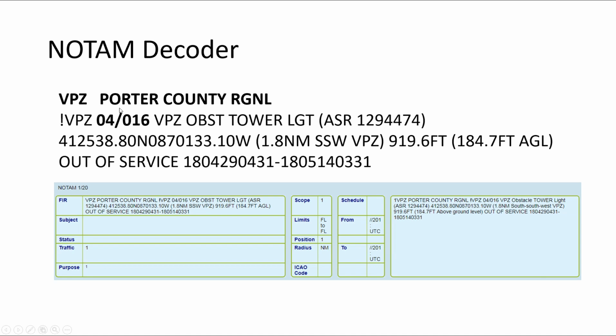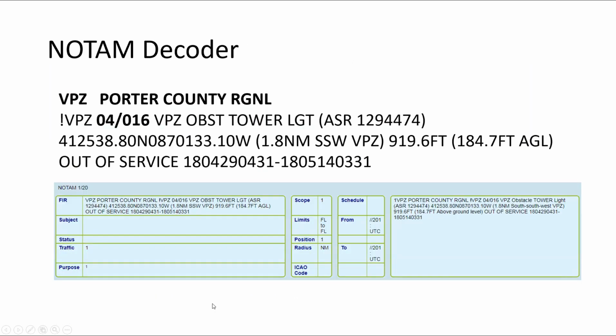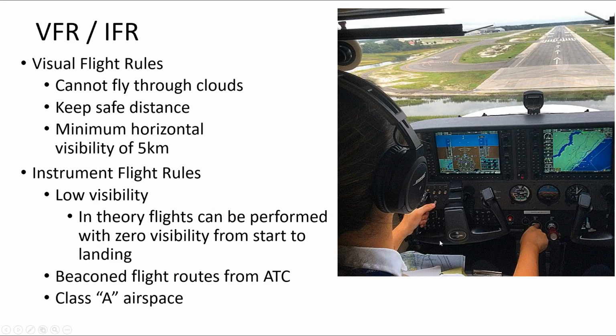Here's a decoder. Even if you understand some of it, you can throw this in here and it'll convert that for you. Obstacle tower light. Oh, that's what that was. So it's out of service, whichever one it is. Every time something happens at an airfield, they have to put out one of these notices to airmen for that.